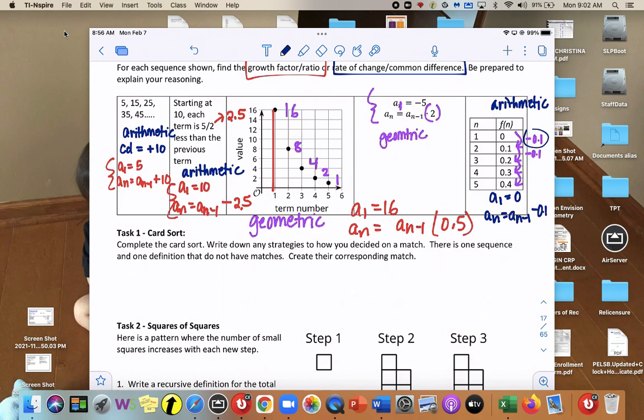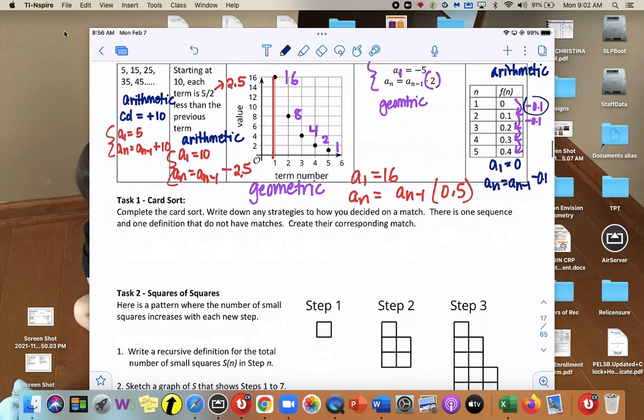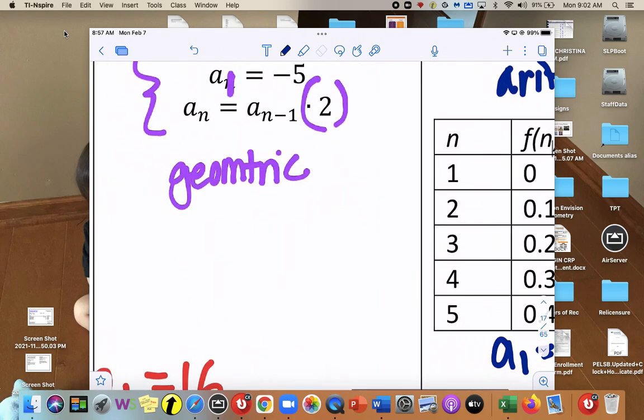And in that same vein, we're going to take a look at a card sort in class today. Oh, I spelled geometric wrong here.